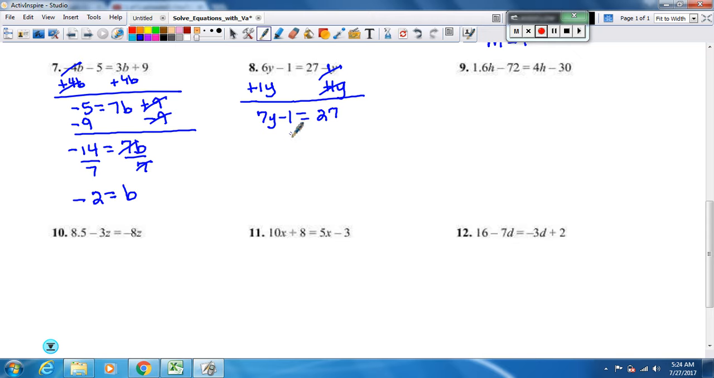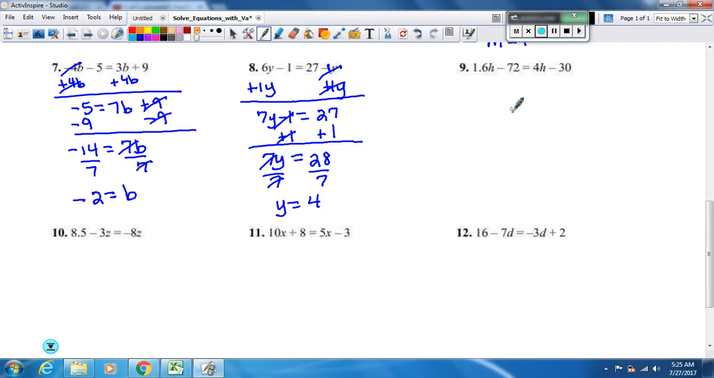Opposites cancel. Take your finger and cover up the 7y. You have to get rid of a negative 1. The opposite of negative 1 is positive 1, so I'm going to add 1 to both sides. 7y. Opposites cancel. 27 plus 1 is 28. This is 7 times y. The opposite of times is divide. Divide both sides by 7. 28 divided by 7 is 4.